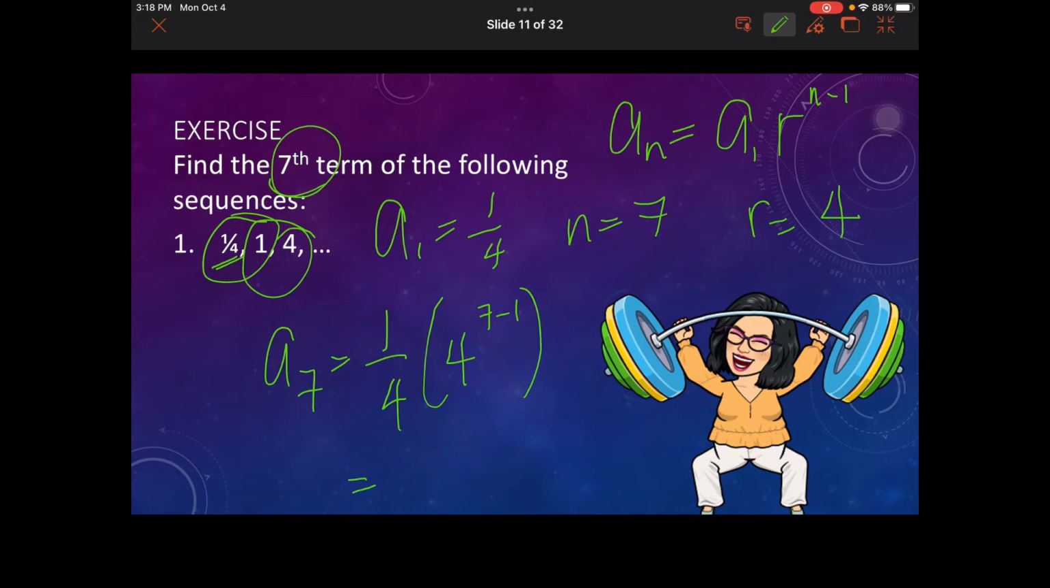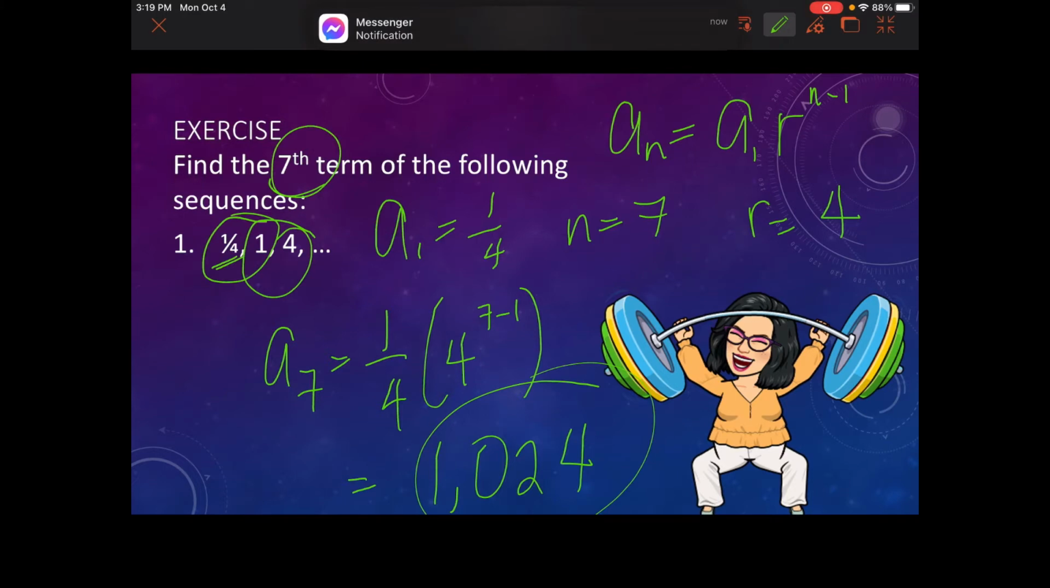Kung ayaw nyo namang i-pause at gusto nyo nang malaman kagad yung sagot, pwede naman. Pero syempre, nagde-delaying tactics tayo. It's just going to be 1,024. Okay. So, if you got the same answer, then great. Good job sa inyo, anak. If hindi naman, okay lang. You can try again because we have another example.